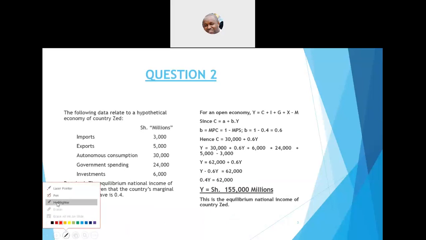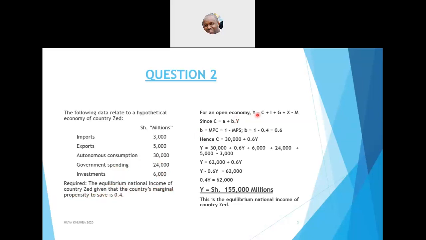Again, we've been told the following data relates to a hypothetical economy of country Z. The values are in millions of shillings. We've been told that imports are 3,000, exports 5,000, autonomous consumption 3,000, government spending 24,000, investment 6,000, and you're required to compute the equilibrium national income of country Z, given that the country's marginal propensity to save is 0.4.